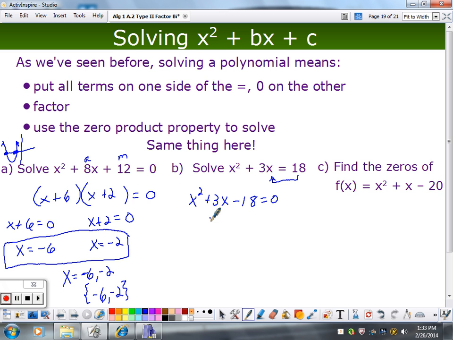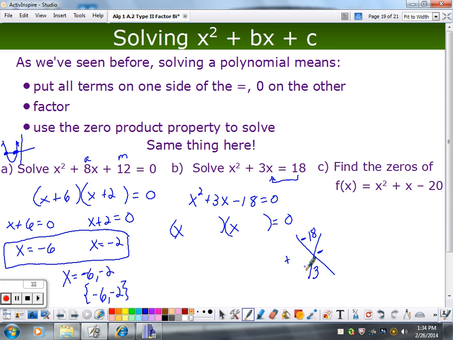Is this a type 2? No. Is this a type 3? Yes. So that means we make our 2 parentheses. X times x is the only way to get to x squared. Now I need 2 numbers, and sometimes it may help to make this whole thing. I need 2 numbers that multiply to negative 18. This is negative, so I know I'm going to have a plus and minus. So I know what to subtract.